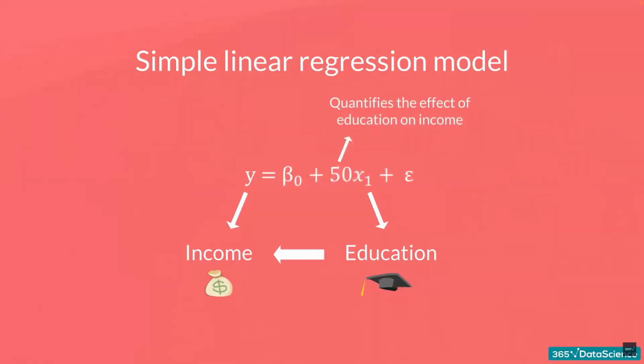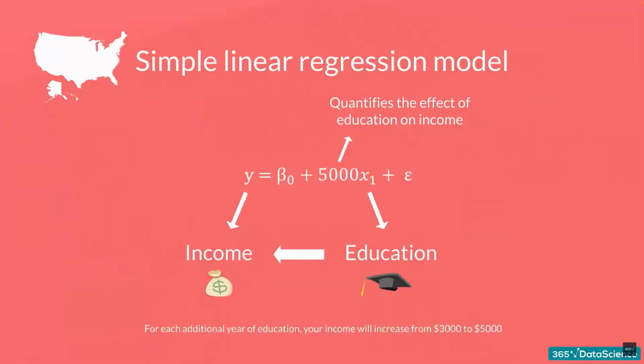If beta 1 is 50, then for each additional year of education, your income would grow by $50. In the USA, the number is much bigger, somewhere around $3,000 to $5,000. So, for each additional year you spend on education, your yearly income is expected to rise by $3,000 to $5,000. And that's not considering higher education or tailored courses, like this one.